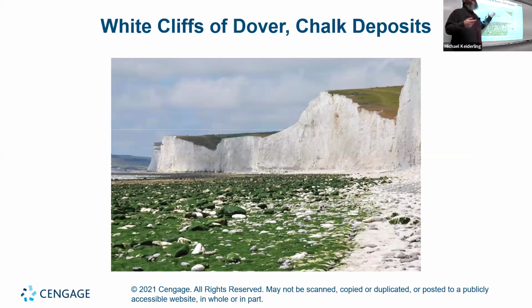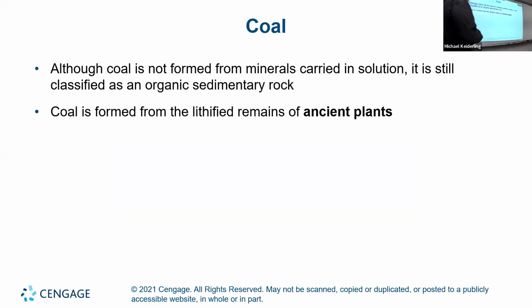So here's an example of organic limestone made of microscopic organisms. That's the White Cliffs of Dover, which are chalk deposits. Chalk is made of basically calcium carbonate.